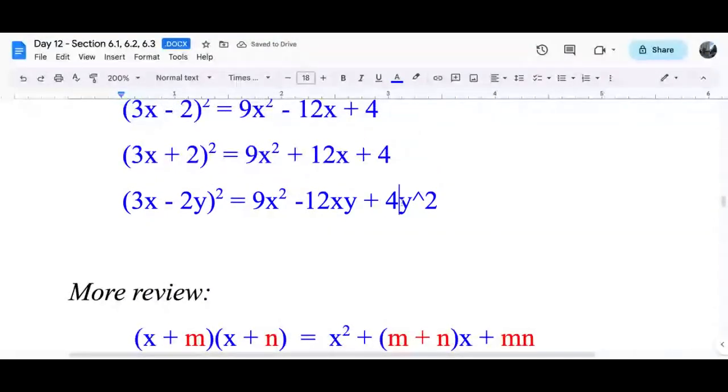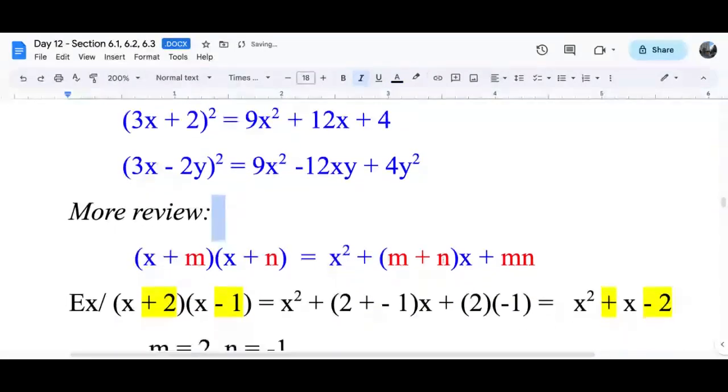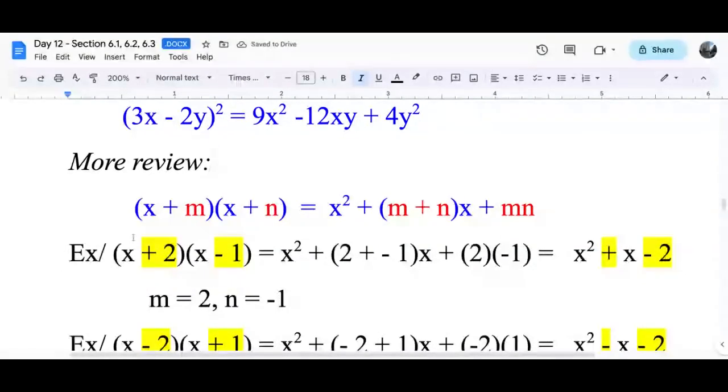Let me change this one, actually. Use this notation. Now, in general, we have x plus m times x plus n. So we get x squared plus the middle term, which comes from adding the two factors, so m plus n x. The last term, because this is a trinomial, right? We have an x squared term, an x term, and a constant term. The constant term is m times n.